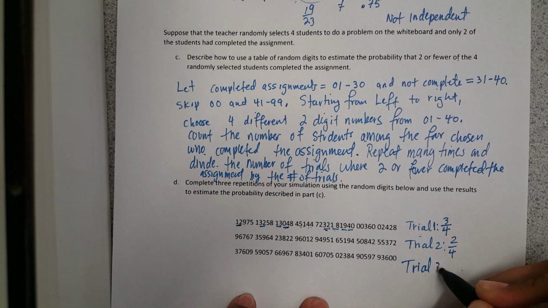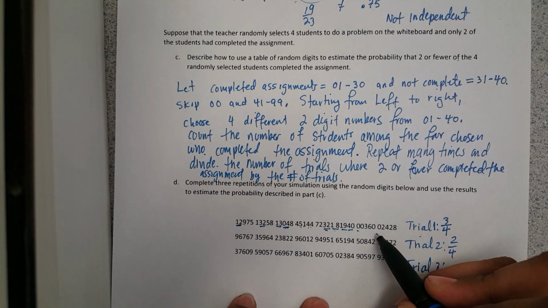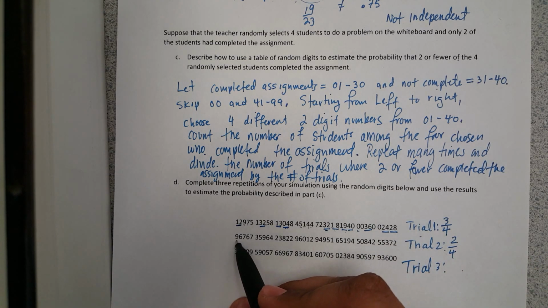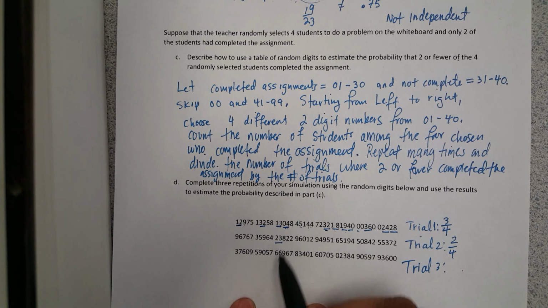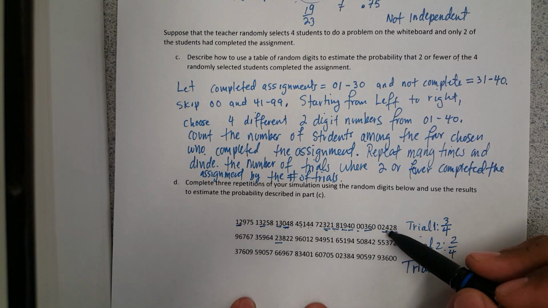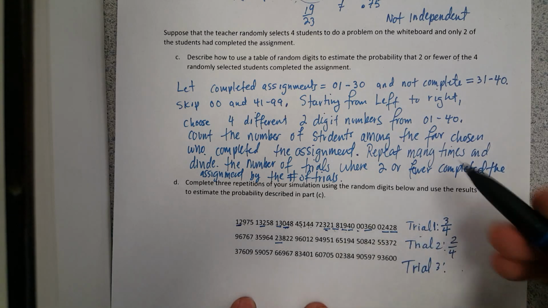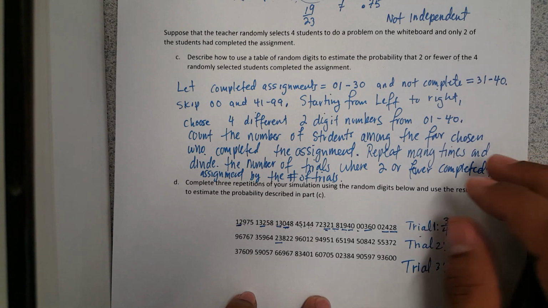The third trial, we're going to start from where we left off. So 0, 0 we're going to skip, 36 we're going to keep, 0, 0 we're going to skip, 24 we're going to keep, 28 we're going to keep, 96 we're going to skip, 76 skip, 73 skip, 59 skip, 64 skip, and then we have 23. So we have our 4 digits, okay? So of those 4, how many are 30 and below? So there's 1, 2, 3. So 3 of the 4.